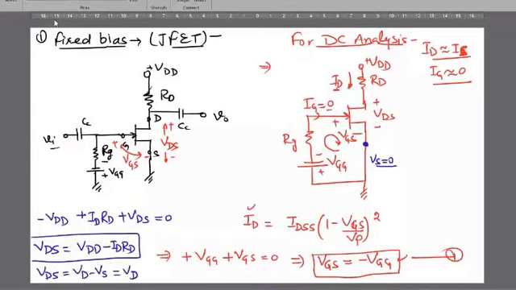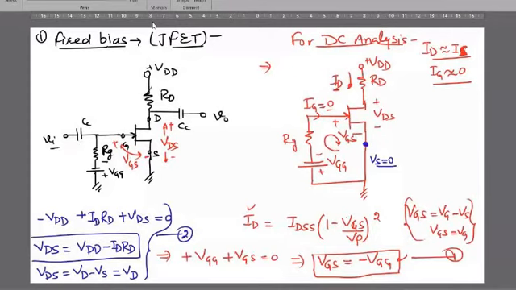Okay, in the similar manner, this is the second equation, equation number 7. In the similar manner, you can see here VGS equals to VG minus VS. VS is 0, so VGS equals to VG. Okay, so everything you can calculate in this manner, so you can solve a numerical. It will be very easy to understand.